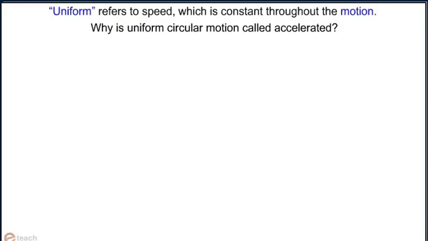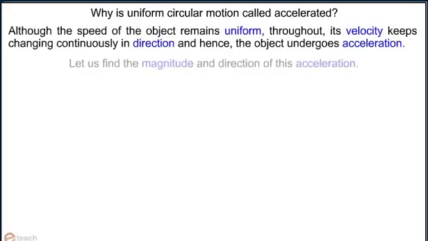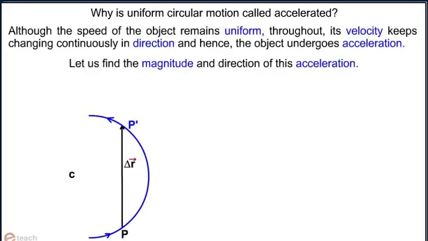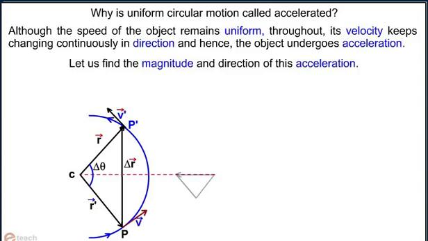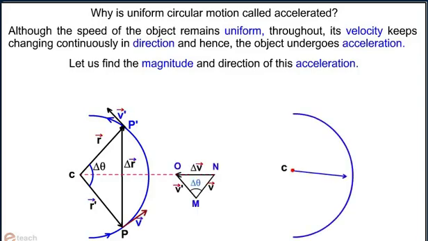Why is uniformly circular motion called accelerated? Although the speed of the object remains uniform throughout, its velocity keeps on changing continuously in direction, and hence the object undergoes acceleration. Let us find the magnitude and the direction of this acceleration.